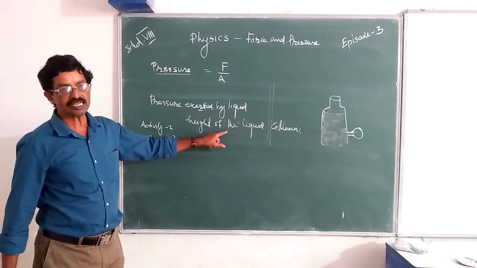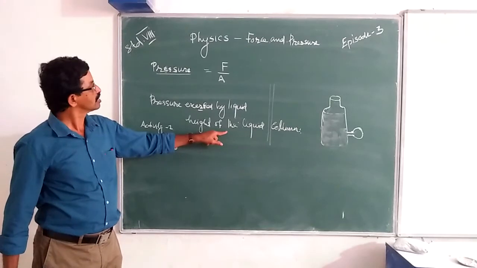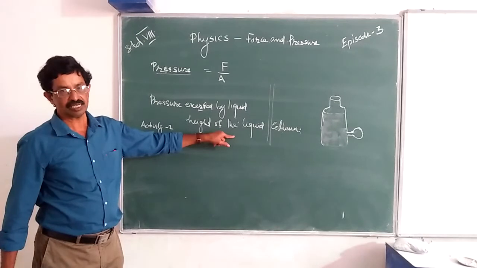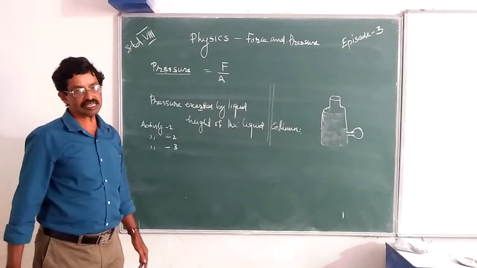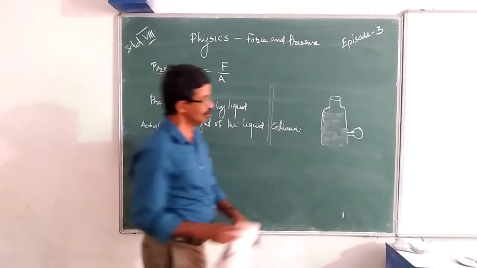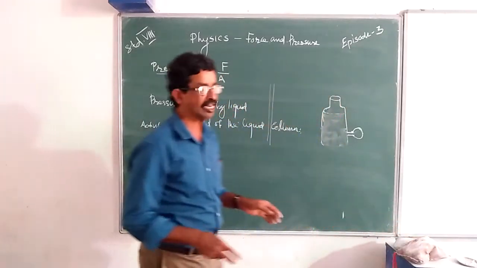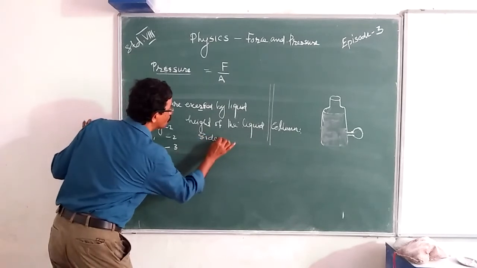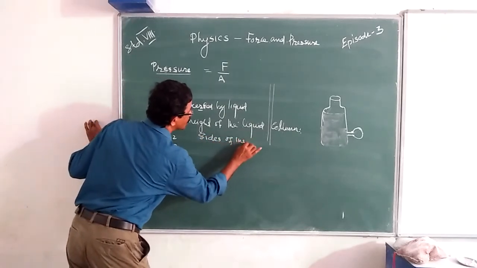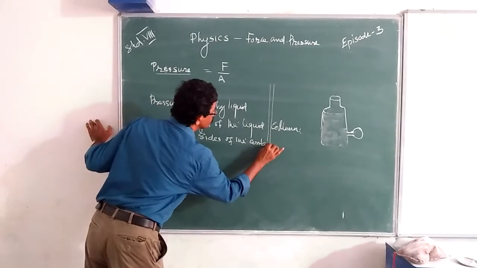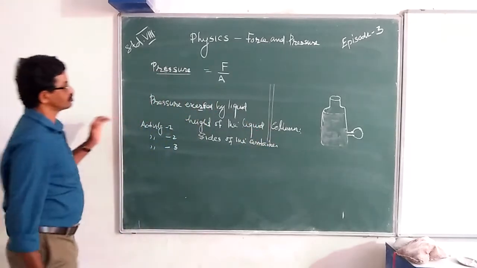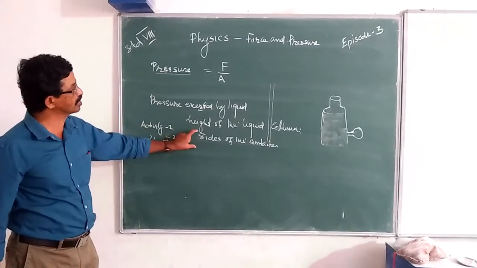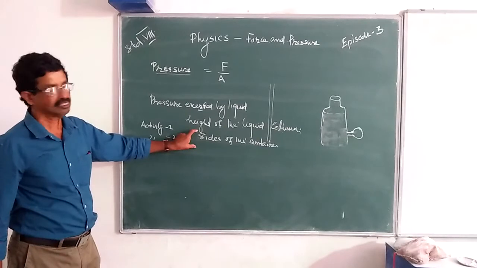That means as the height increases, the pressure exerted by the liquid also increases. That is vertically downward. Not only vertically downward, a liquid can exert pressure on the sides of the container also. So liquid pressure acts vertically downward and also on the sides of the container.